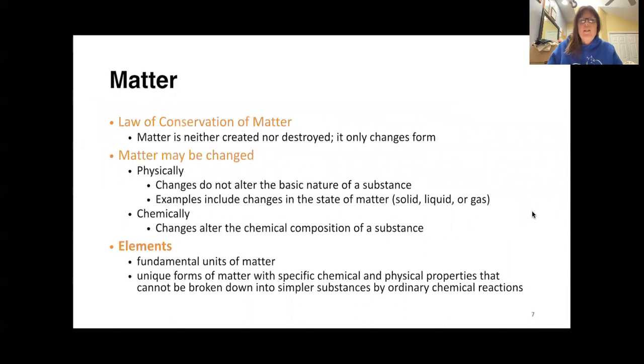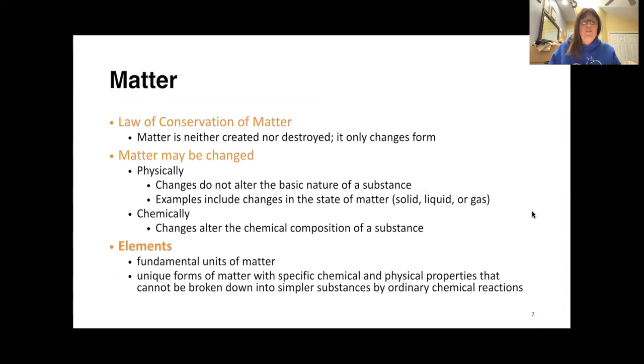We have the law of conservation of matter, which is that matter is neither created nor destroyed. We could actually talk about the law of conservation of matter and energy, because we can throw energy in there as well, and we will when we start talking about energy in one of the further chapters. But we can't create or destroy matter or energy. We can just change its form or transform it.